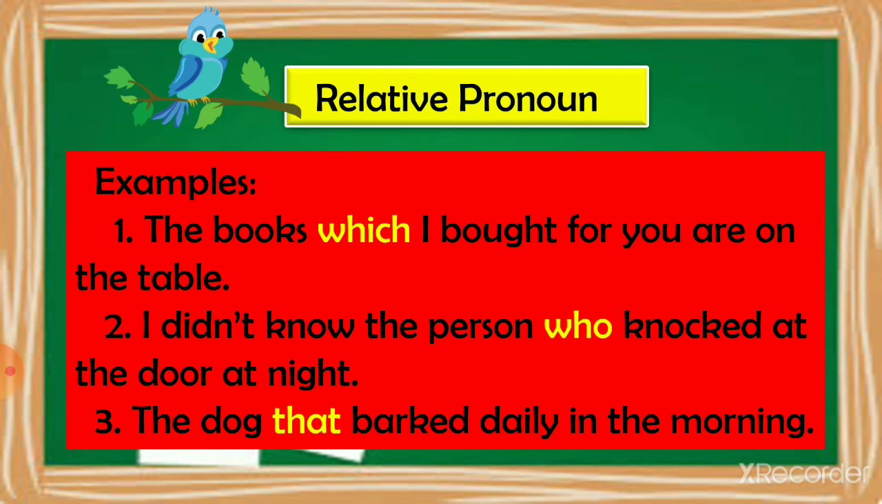So here, in all the three examples, which, who, and that are the examples of relative pronouns. The books which, the person who, the dog that. Now all the three pronouns refer to the noun which is mentioned before them, right? So these are the relative pronouns.